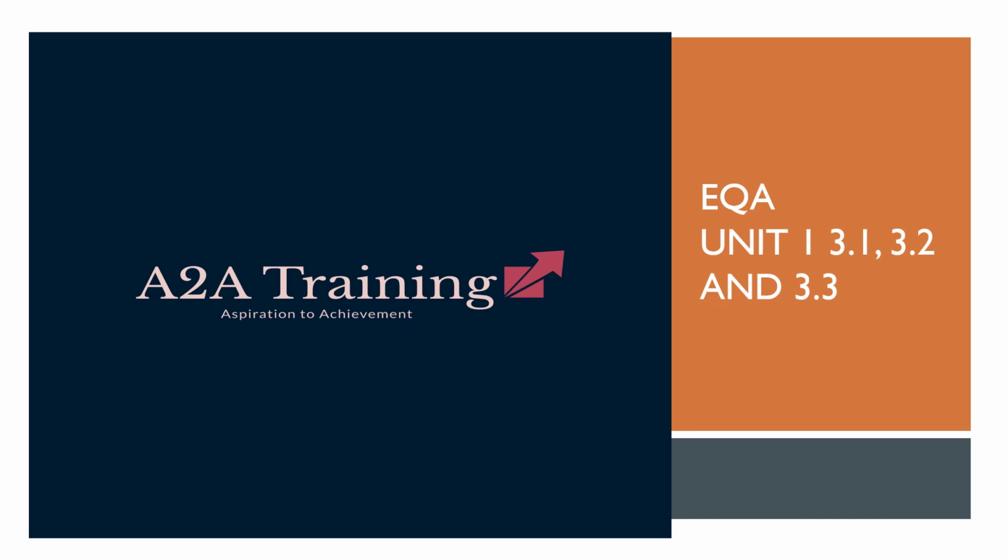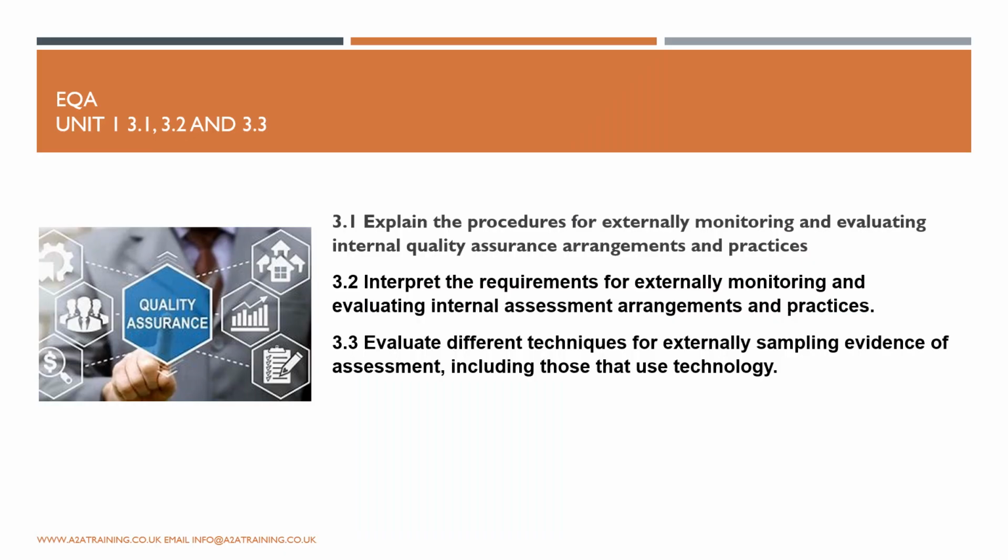EQA Unit 1, 3.1, 3.2 and 3.3. 3.1 asks you to explain the procedures for externally monitoring and evaluating internal quality assurance arrangements and practices. 3.2 asks you to interpret the requirements for externally monitoring and evaluating internal assessment arrangements and practices. And 3.3 asks you to evaluate different techniques for externally sampling evidence of assessment, including the use of technology.